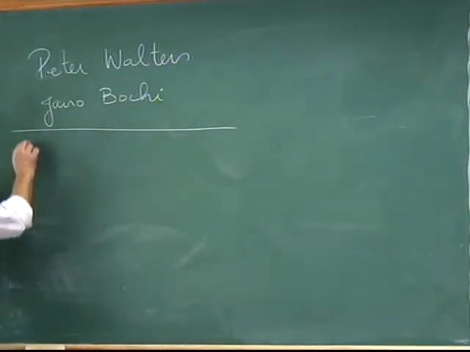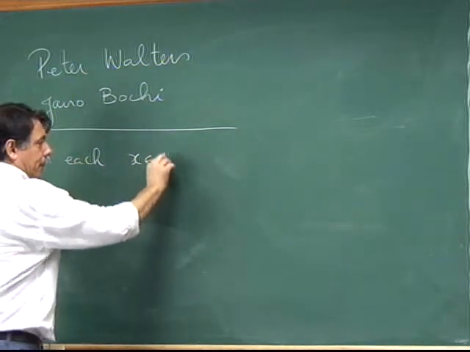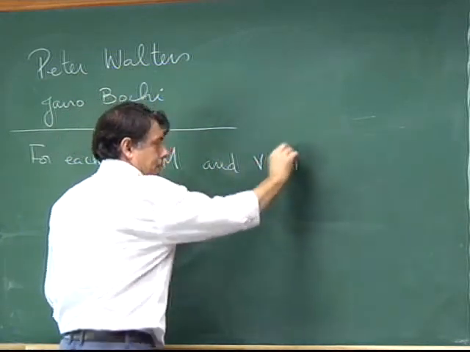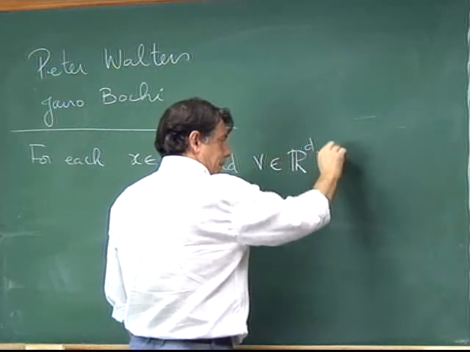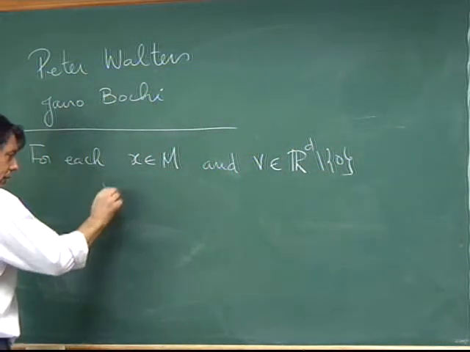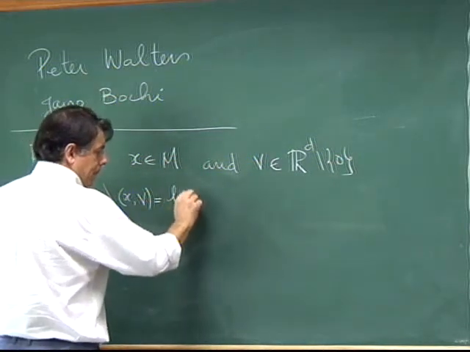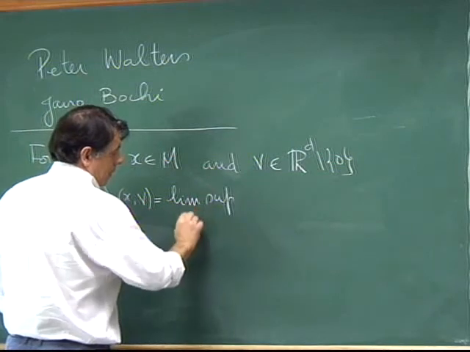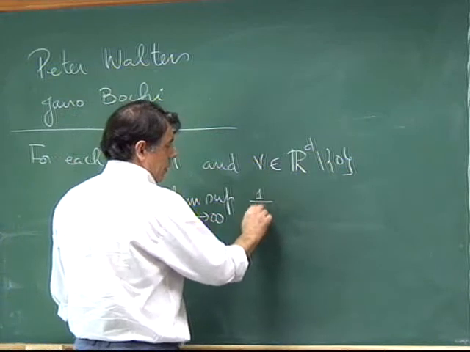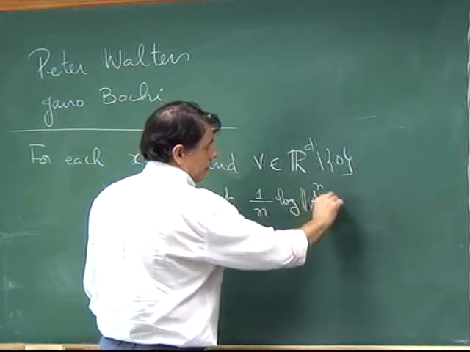So for each x in M and v in R^d, we are going to define lambda of x, v to be the lim sup as n goes to infinity of 1 over n log of the norm of A^n x v.